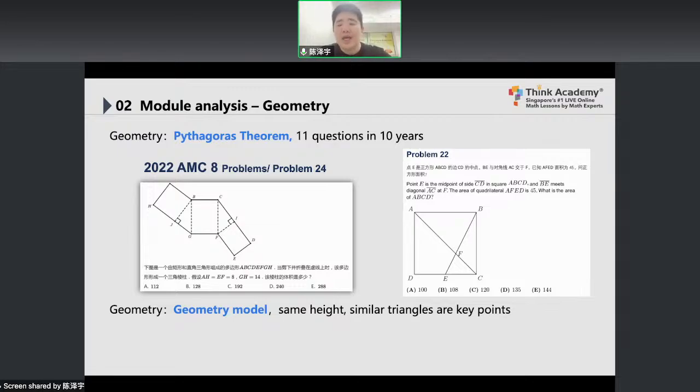Some modules we haven't learned in primary school, even in P4 Math Olympiad. So you see we have the same height model, we have similar triangles. These are the P5 material. And we also have the Pythagoras theorem. The Pythagoras theorem is a must-test question in AMC8. So you need to know this concept before you take the exam.